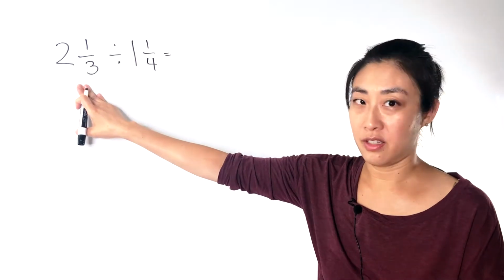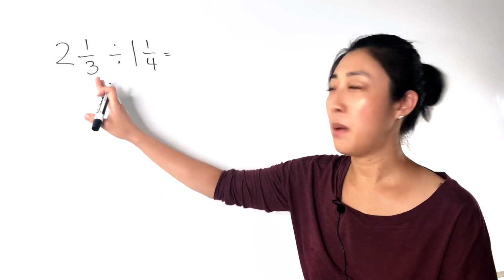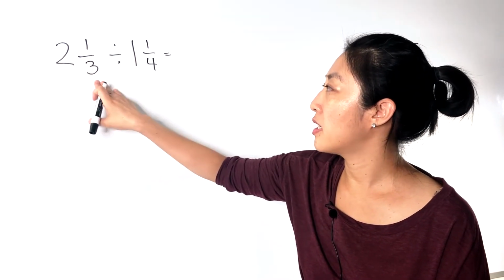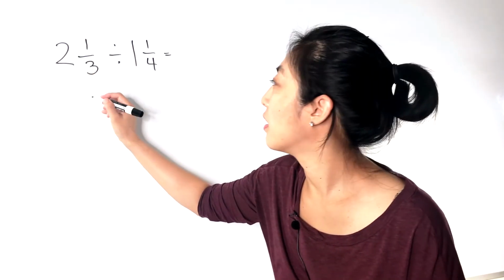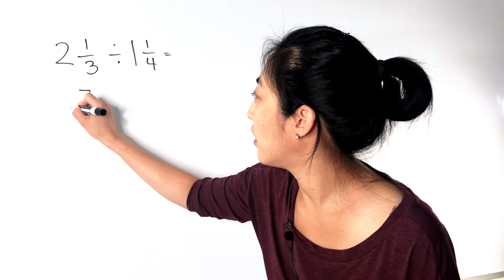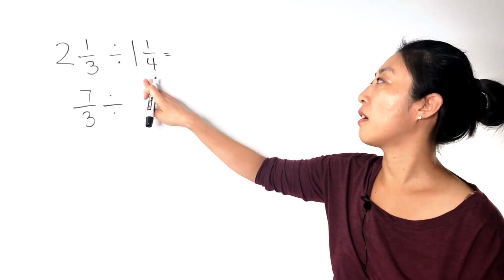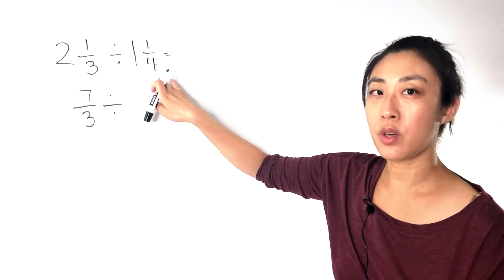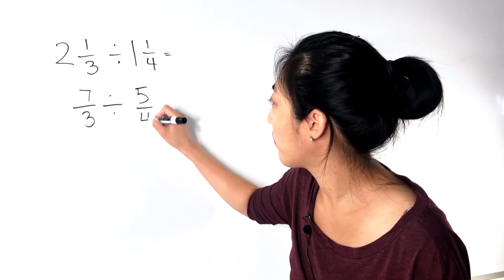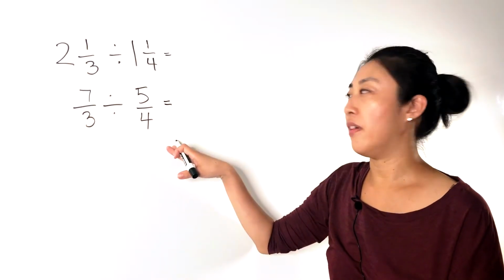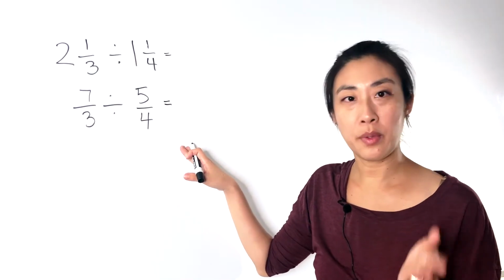And so we need to change this, 2 1/3. How do we change it? Just remember, you multiply the whole number by the denominator. So 2 times 3 is 6, plus the numerator, which is 1, is 7. So 7 over 3. We do the same thing here. 1 times 4 is 4, plus 1 equals 5 over 4. So now we have our division problem in the improper fraction form, which is what we want.